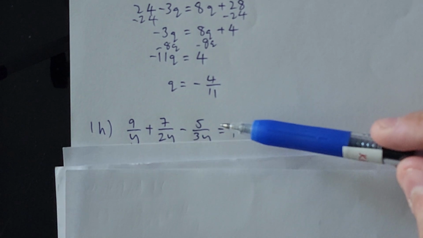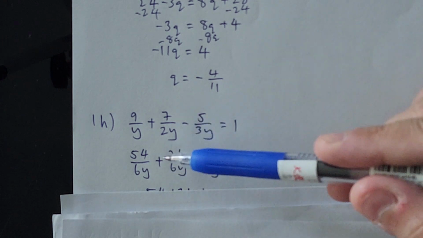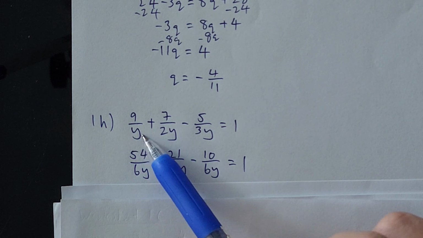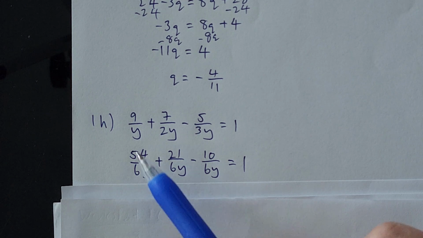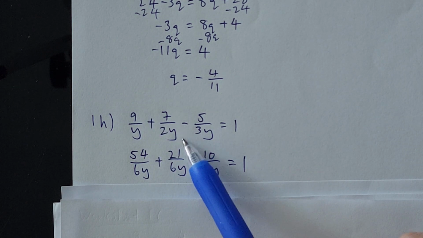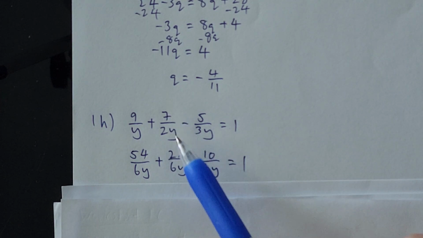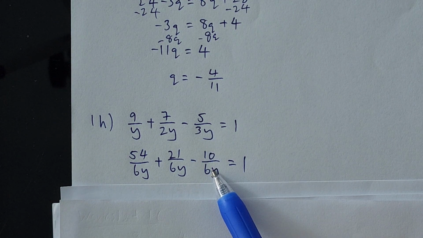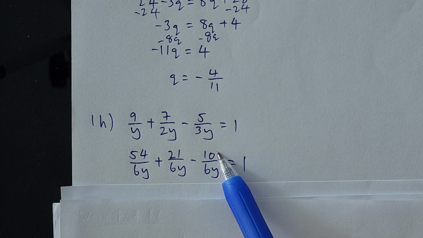And for y, basically all of them have y, so y is not a constant. So the denominator is 6y. I usually like to write the denominator first, then I compare. For the first fraction, y becomes 6y, which means I need to multiply by 6. That's why 9 times 6, 54. Second fraction, 2y to 6y is to multiply by 3, that's why 7 times 3, 21. The third fraction is 3y becoming 6y, so I need to multiply by 2. That's why 5 times 2, 10.